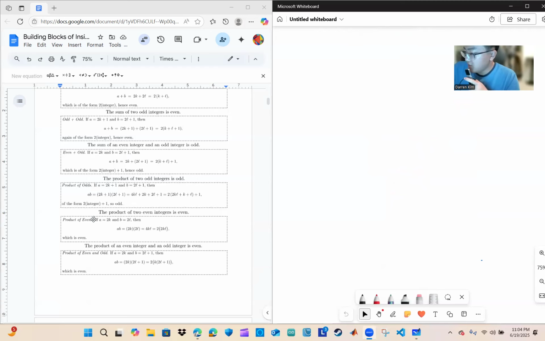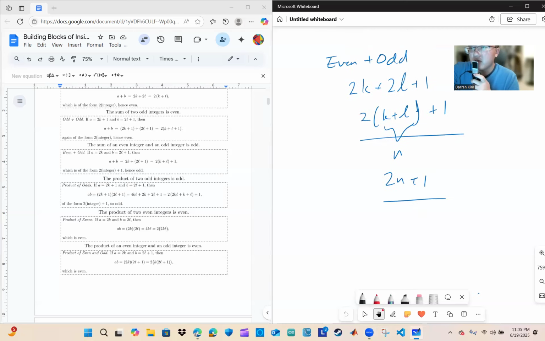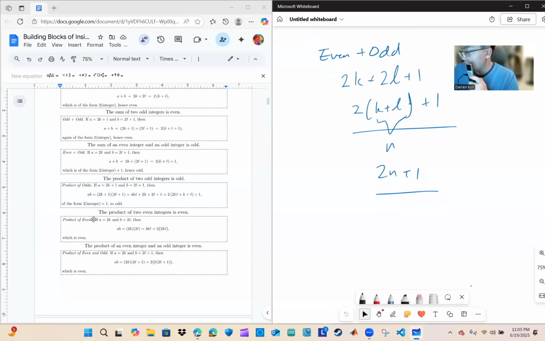Even plus odd, which would be 2k plus 2l plus 1, right? And then this will equal, let's see, 2 parentheses k plus l parentheses plus 1, and you know that this is an integer, so it's 2n plus 1 basically. Done. So even and odd will get you basically odd.